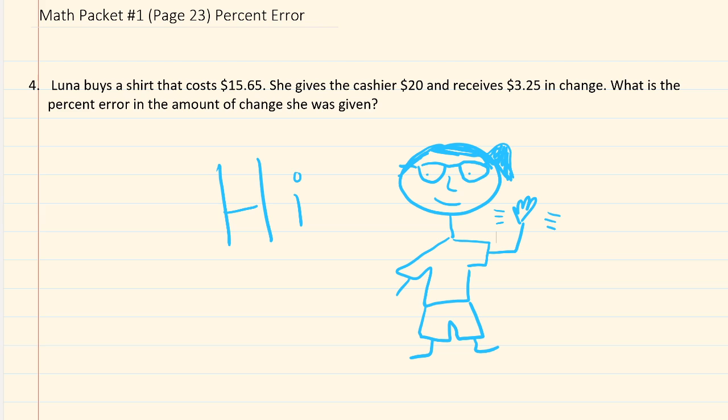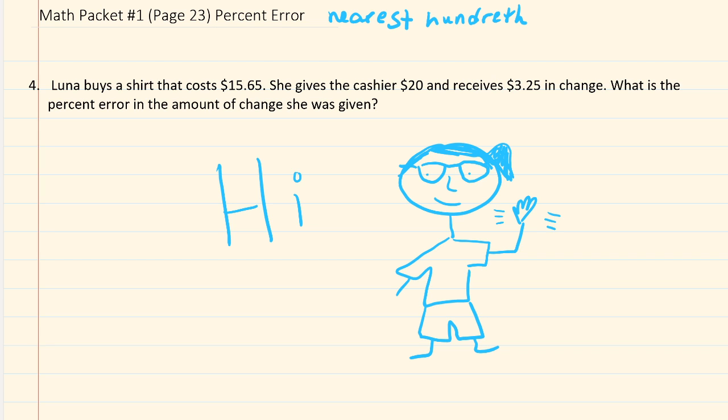So I was asked about number 4 on page 23. The title says it's about percent error. Also, the page directions say that we should round our answer to the nearest hundredth of a percent. Nearest hundredth. So I'll write that down.